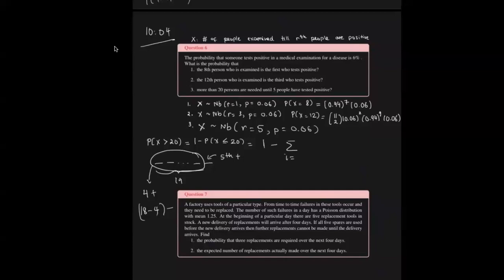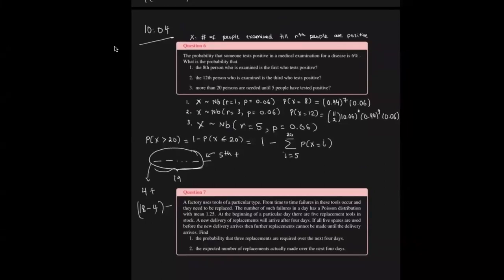So I will use I to denote the number of people that we examine, I starting from 5 up to 20. So I will sum probability X equal to 5, probability X equal to 6, equal to 7, up to equal to 20.